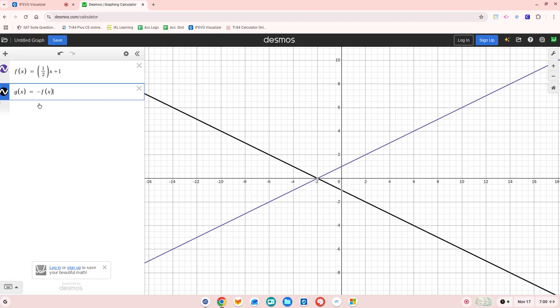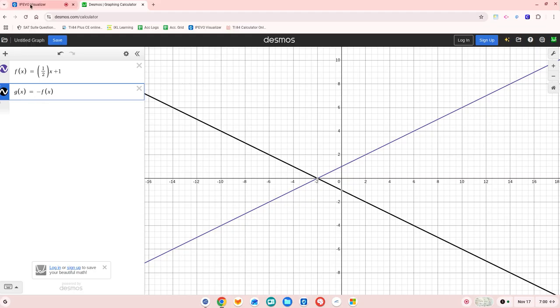Now, how could I look at this statement and know it's vertical? Well, you notice how the negative is outside. Remember how before, when we had the plus 3 outside, it moved my graph up or down vertically. It was outside. Same thing here. If the negative's outside, it's going to flip my graph, reflect it vertically.